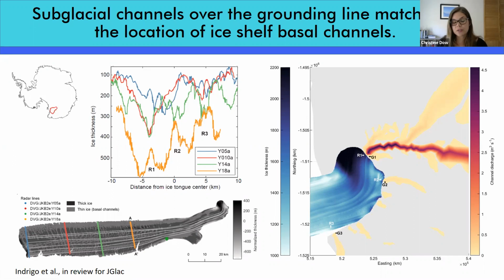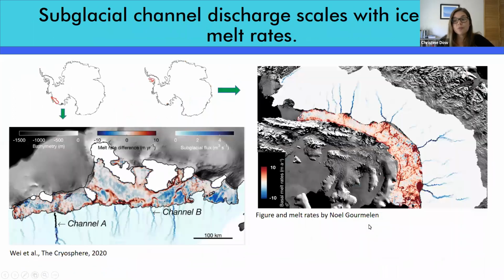We see similar results for Totten, Foundation Ice Stream, Institute Ice Stream as well. So we know that the drainage is coming out from the model in the right place. And so yet again, the subglacial discharge into the ocean appears to be having a pretty big effect on the ice draft.